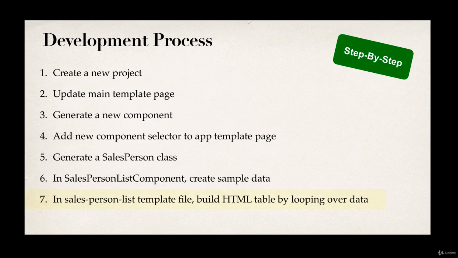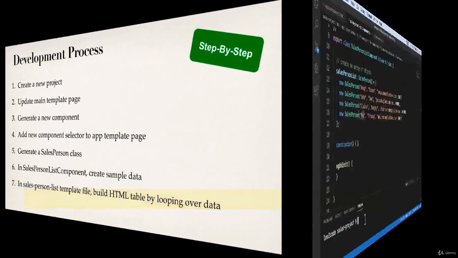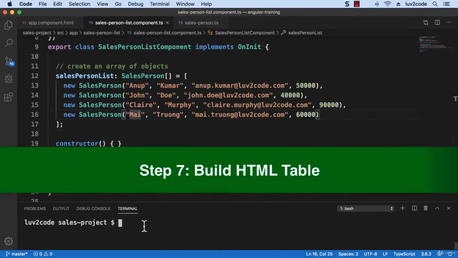All right, so we're almost done. We're at our final step of our development process, step number 7. In step 7, we basically need to build the HTML table using this data.